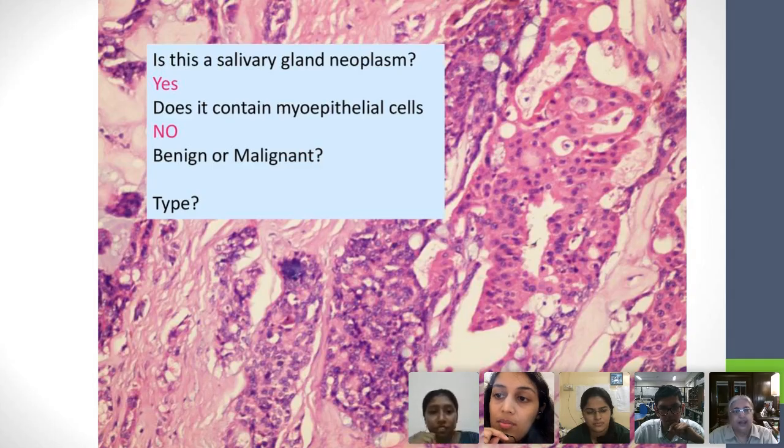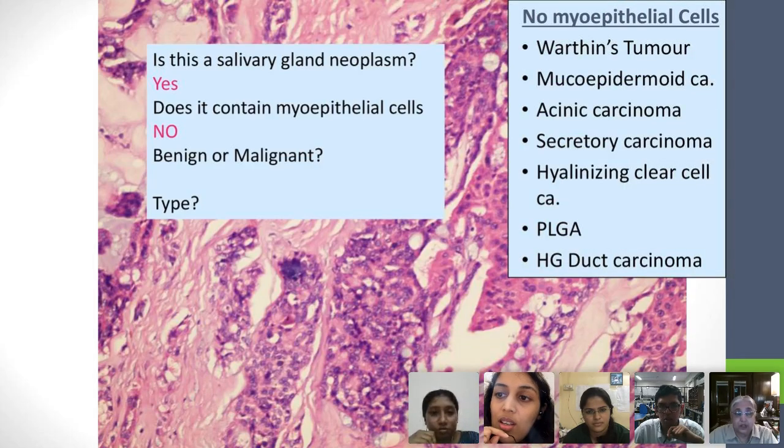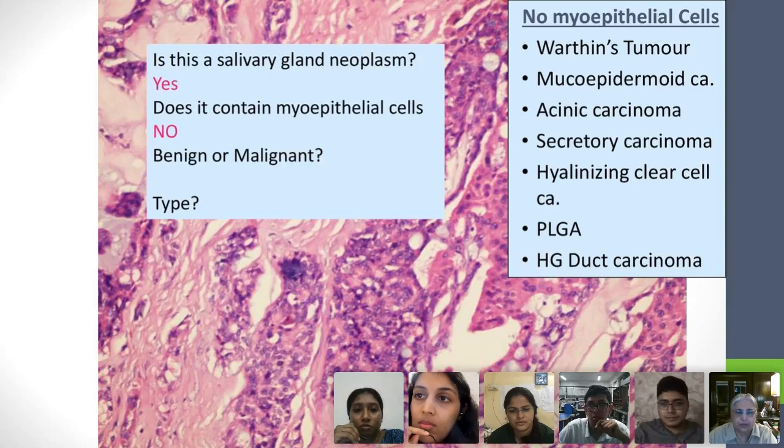Malignant. Why? Because of the cribriforming being regular. There were no myoepithelial cells. So which is the only benign tumor that you should know, which has no myoepithelial cells? Here I put it up for you. Which is the only benign tumor that does not show you myoepithelial cells? For God's sake, it's a Warthin's tumor.